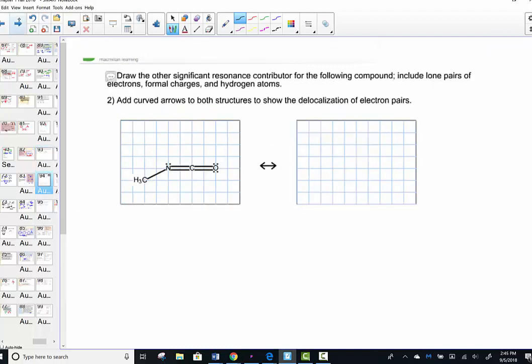Draw the other significant resonance contributor for the following compound. Include lone pairs of electrons, formal charges, and hydrogen atoms. Here's a CH3, and look at those electrons up here, double bond C, double bond O, and I can see double sets of electrons. What do you think we should do to create a resonance structure, knowing we can only move electrons and not atoms?